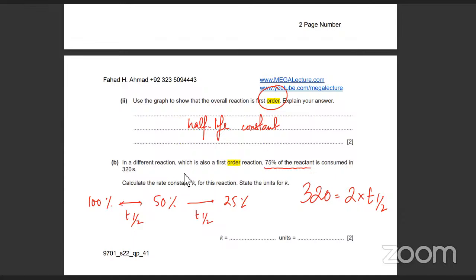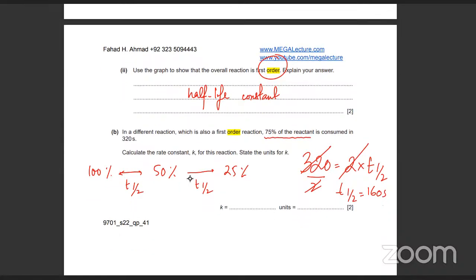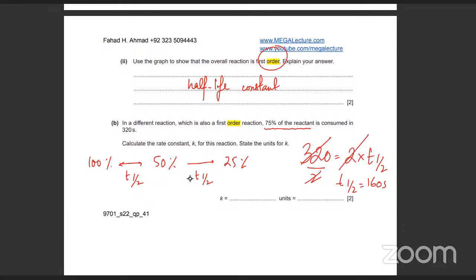And based on that, since half-lives are constant for a first order reaction, bring this 2 over here, it's going to become 160 seconds. So T half is going to become 160 seconds. So you figured out your half-life. And now you can figure out the rate constant using that, which is k equals 0.693 divided by T half, which is 160 seconds.